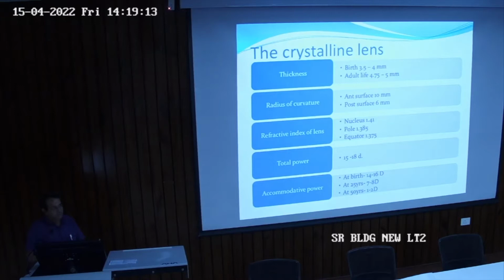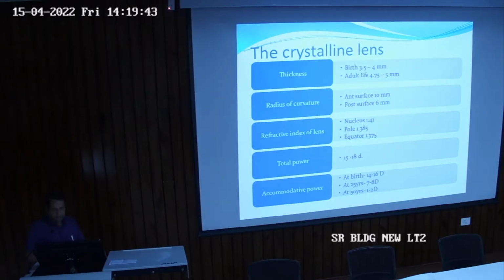Another refractive surface is the crystalline lens. Thickness of lens at birth is less, and as age increases, thickness increases. Radius of curvature of the anterior surface is 10 mm, while the posterior surface is 6 mm. Refractive index of the lens nucleus is 1.41, at the pole 1.385, at the equator 1.375. Total power of lens is 15 to 18 diopter.